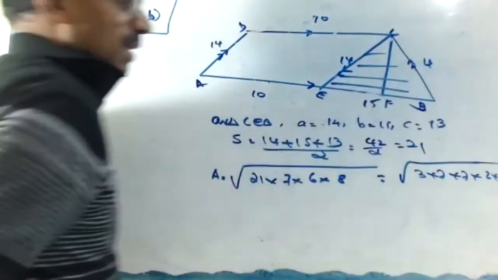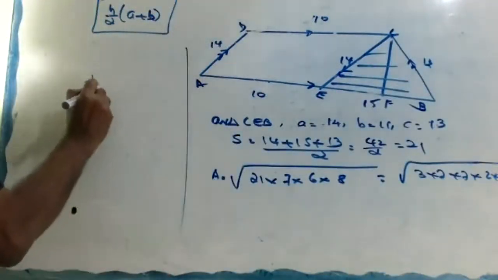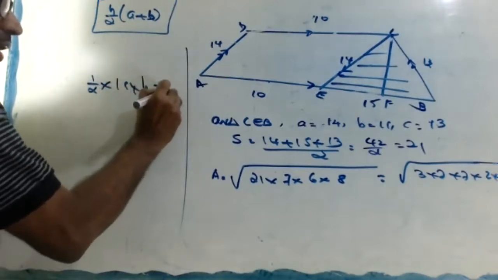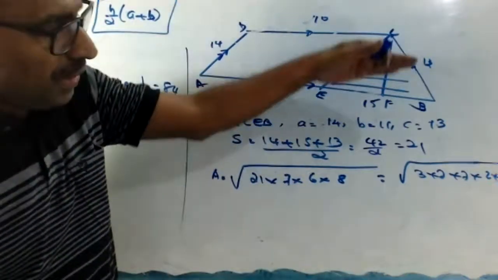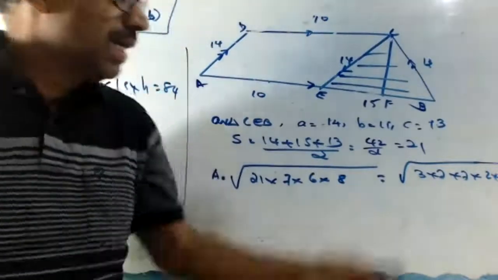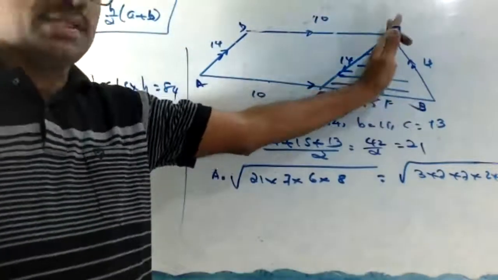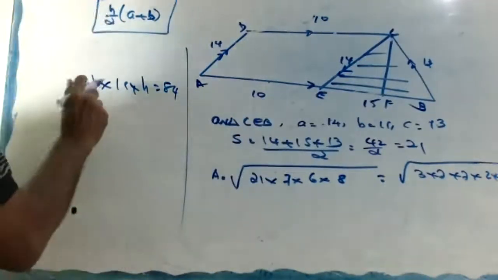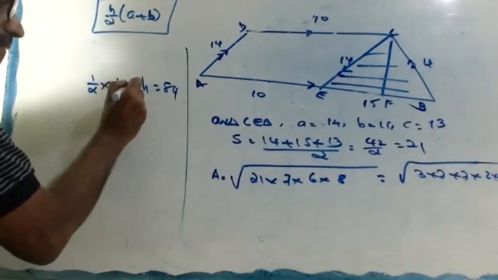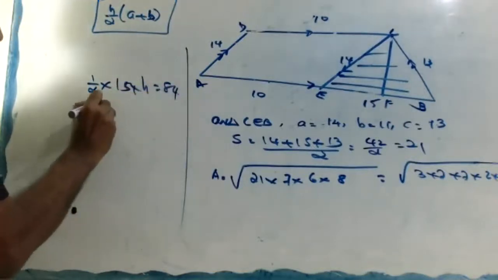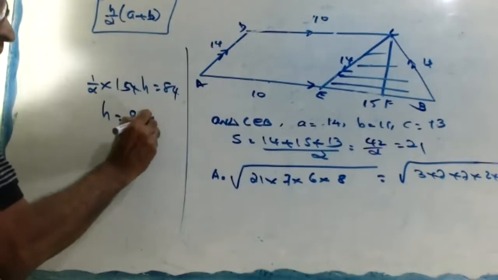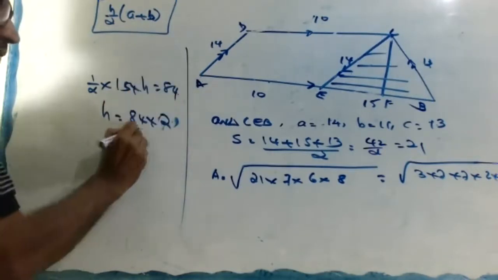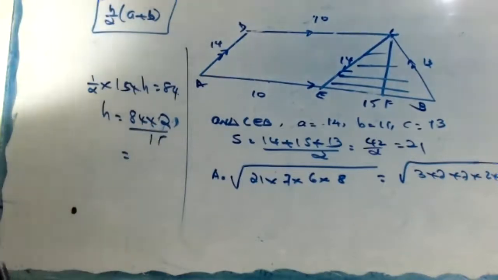Don't shade it. Just look here. Half into 15 into height equals 84. You know that the area of a triangle is half base into height, correct or no? Half into 15 into h equals 84. So h equals 84 into 2 divided by 15. That is what you have to find out.